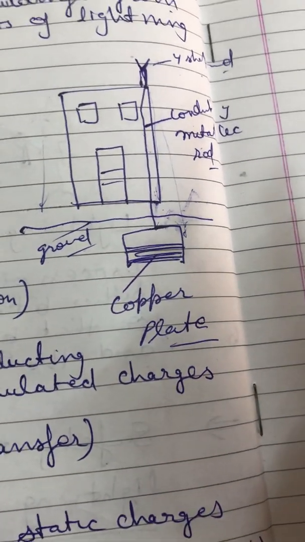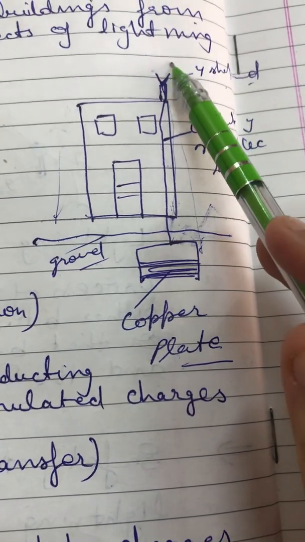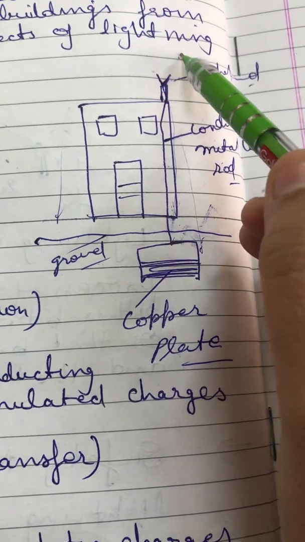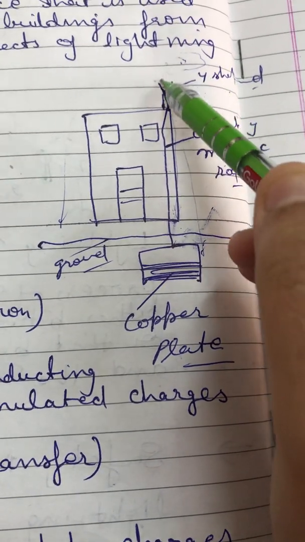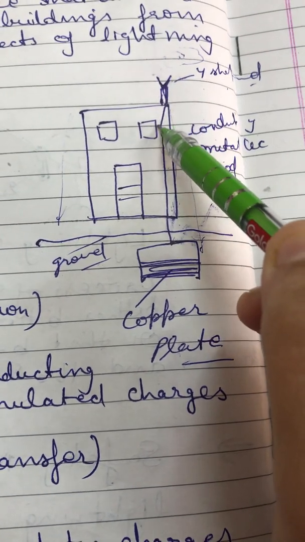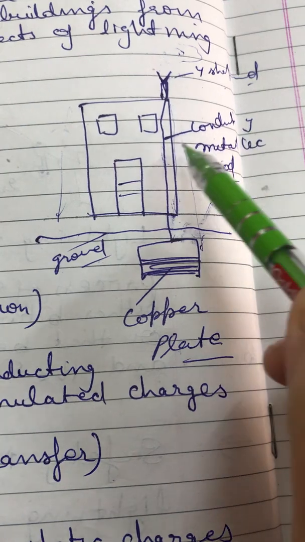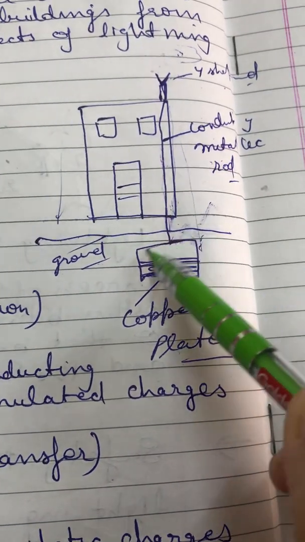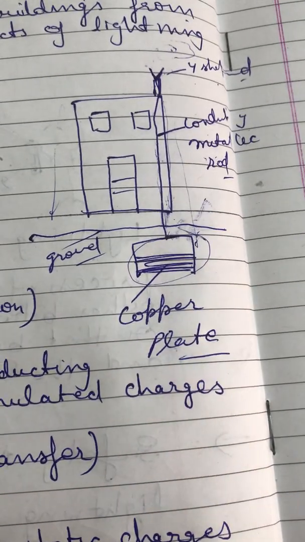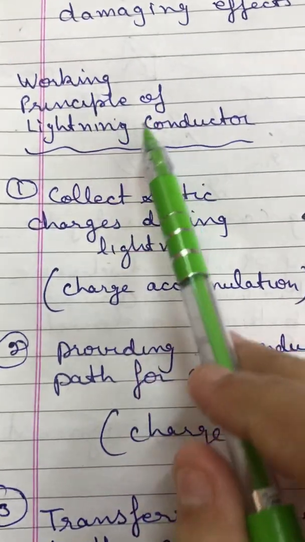So what will happen during lightning? During lightning, the lightning first meets this Y shaped part. So all the static charge from clouds or lightning transfers to this Y shaped part, then static charge moves through the conducting metallic rod toward the ground. Hence the building will be saved from the lightning. So it has working principles.